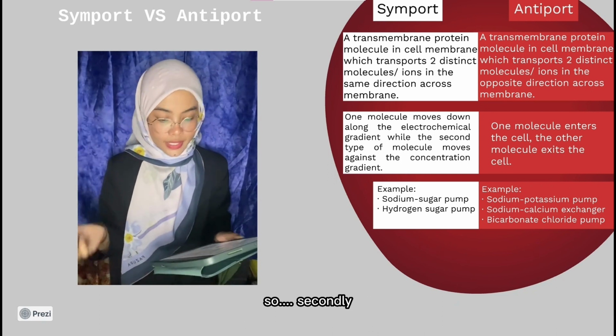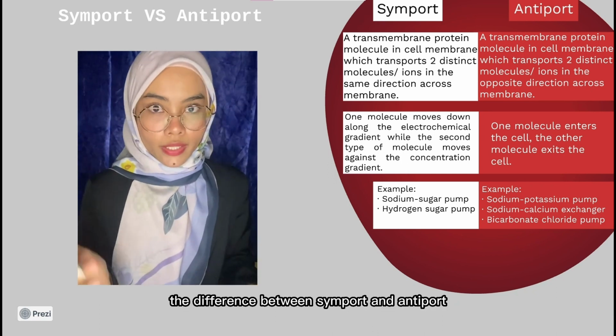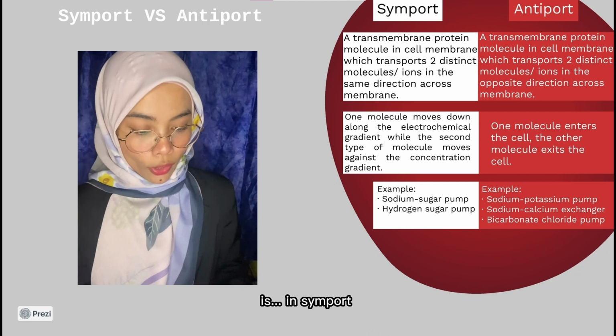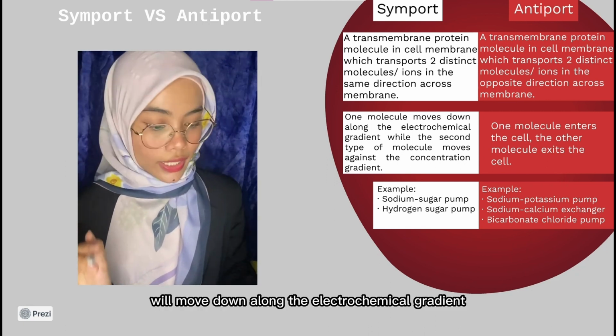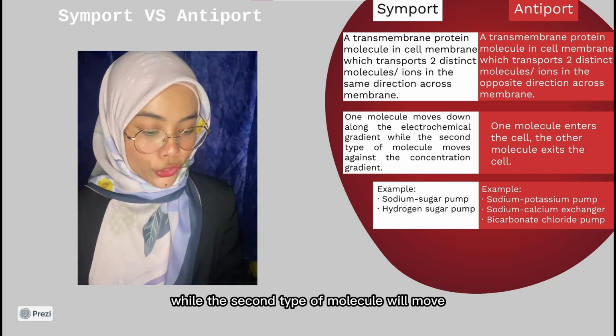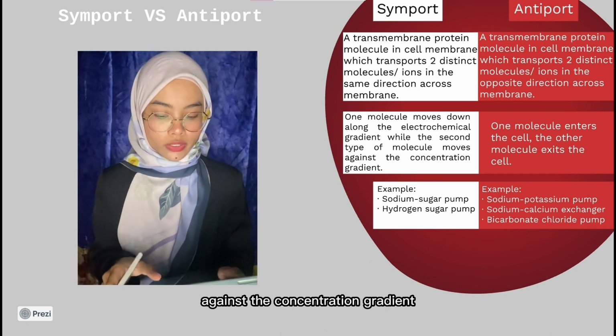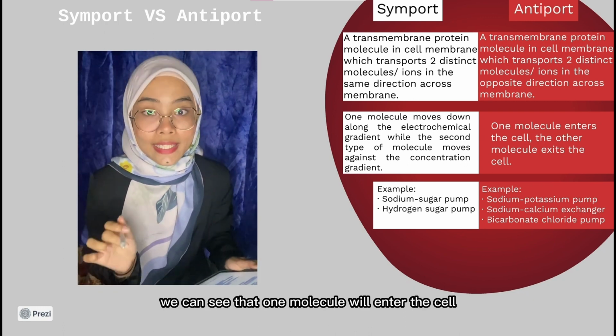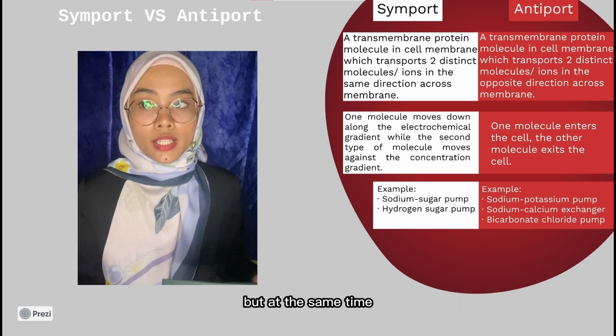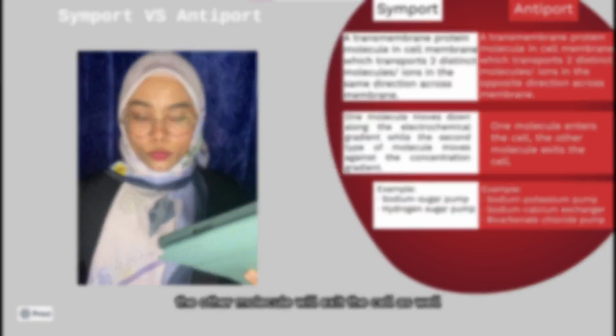Secondly, the difference between symport and antiport is that in symport, one molecule will move down along the electrochemical gradient, while the second type of molecule will move against the concentration gradient. But in antiport, we can see that one molecule will enter the cell, but at the same time, the other molecule will exit the cell as well.